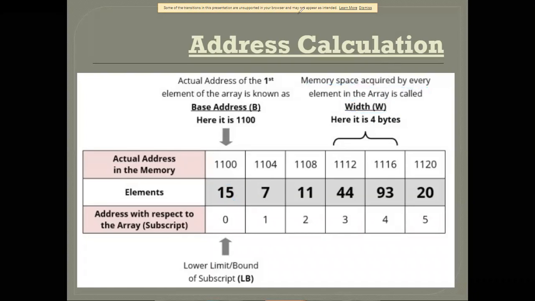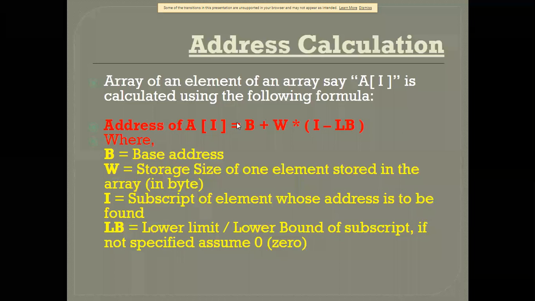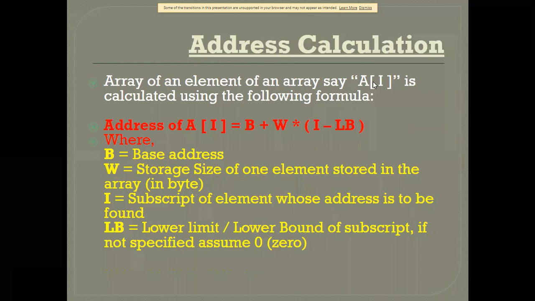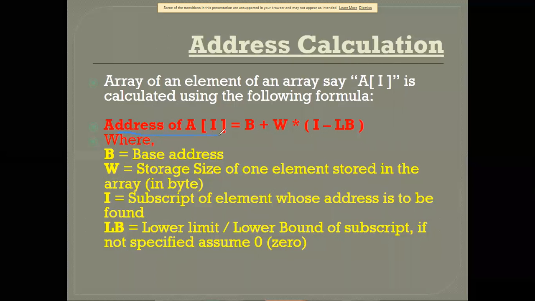Did everyone understand this point? It's very important, a very clear-cut standard formula is given. The address of an array element, say A[I], is calculated using the following formula. Just concentrate here, the formula is very simple. The formula is the address of A[I], where the subscript value we have to calculate.